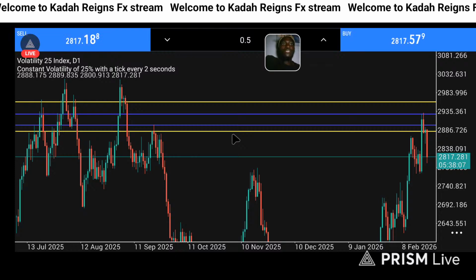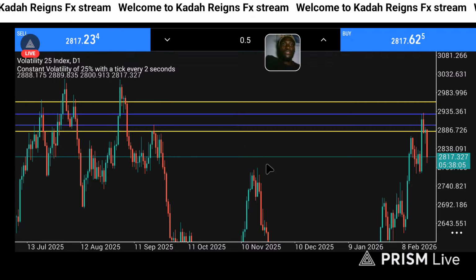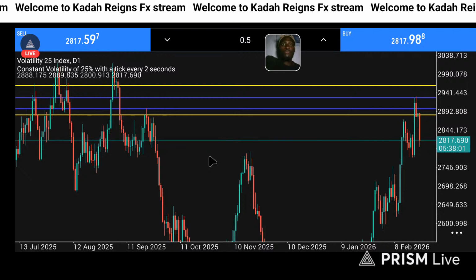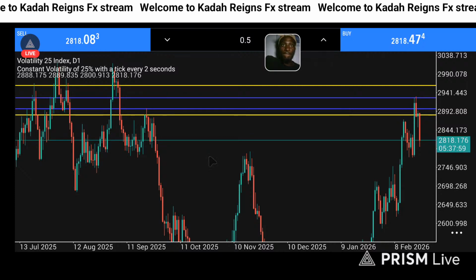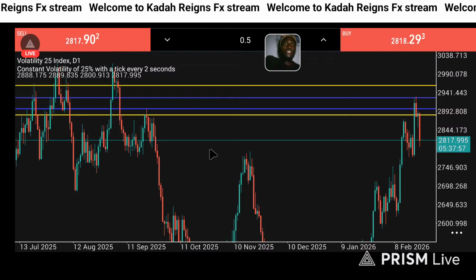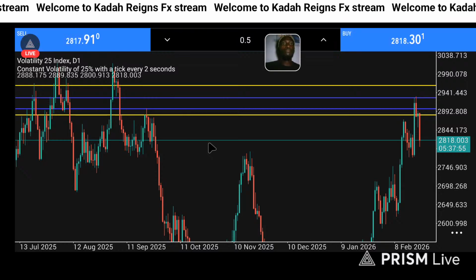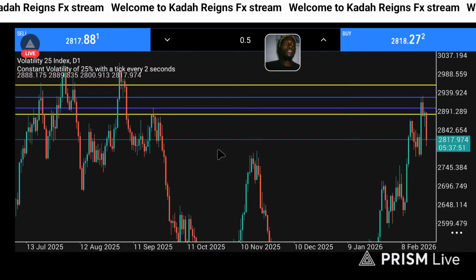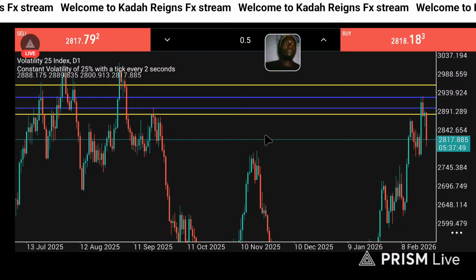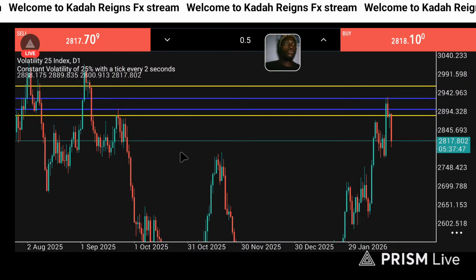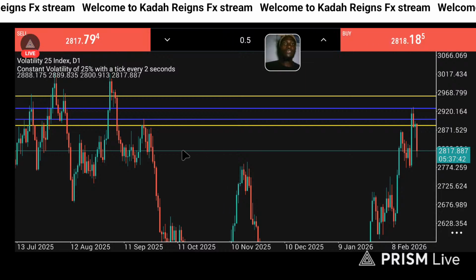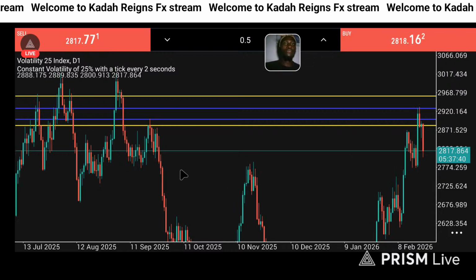By the way, these are synthetic indices. You can trade synthetic indices even during the weekend. It's a 24/7 market, always open, not affected by news. It's just clean price action, just market structure and clean price action. You don't have to worry about the tariffs and the NFPs and stuff. It's just clean price action.